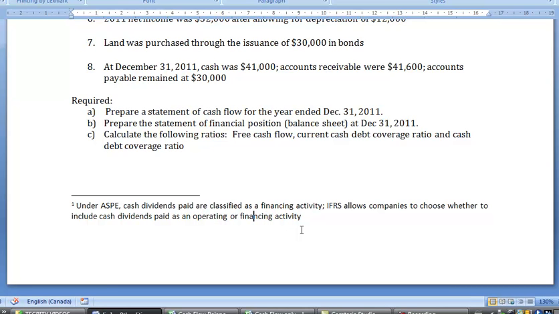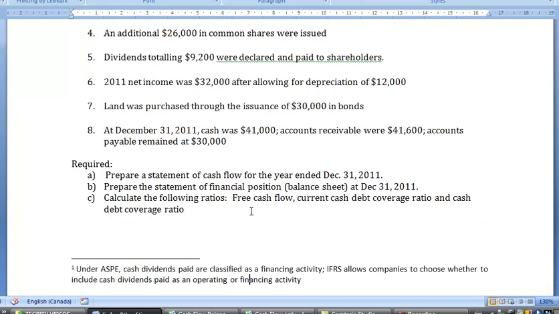If it's under ASPE, then they must be using cash dividends paid as a financing activity. So whether they follow ASPE or IFRS in these questions matters when you have to do a cash flow statement. Okay, so that's why we mentioned it to you here. So with the data in mind, let's begin.